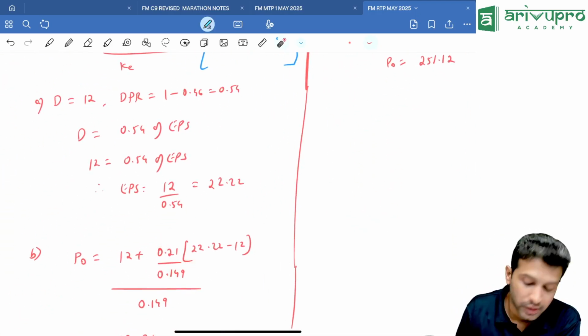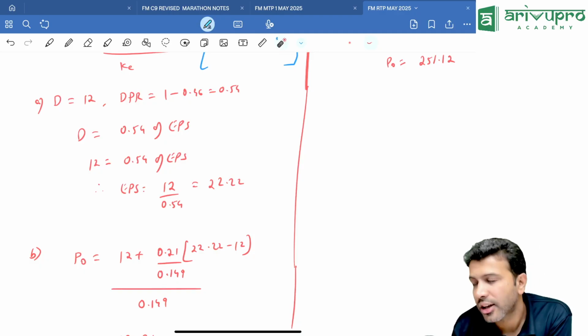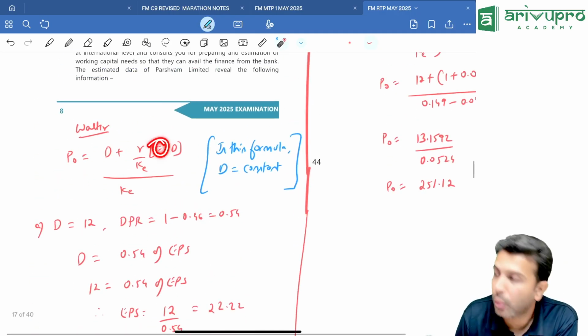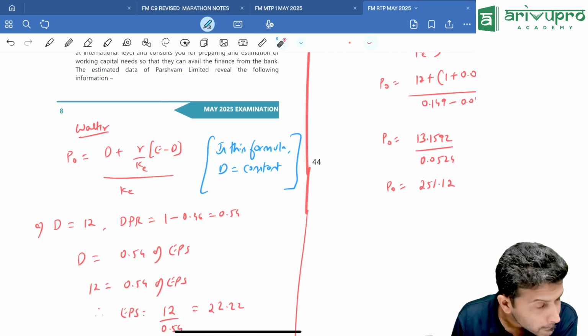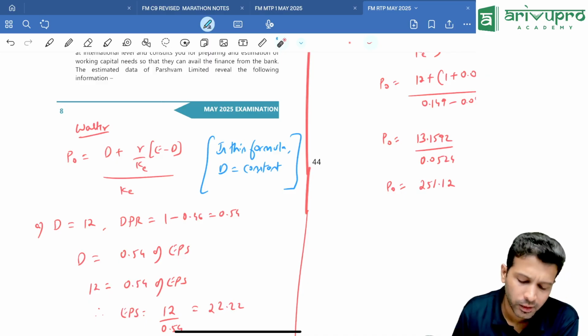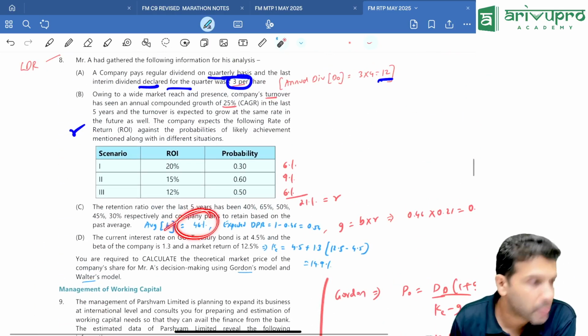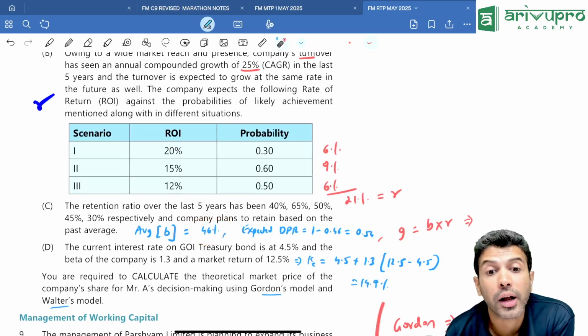But only one component is missing. What is that? E. What does E stand for in this formula? EPS. Given or missing? Directly not given, indirectly given. How? Simple. B is 46%.